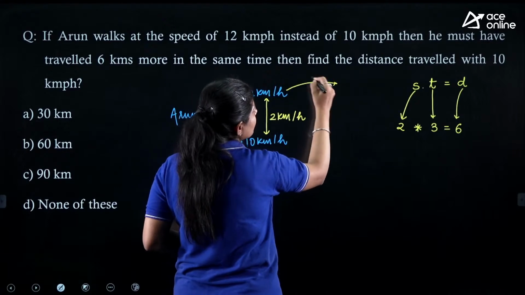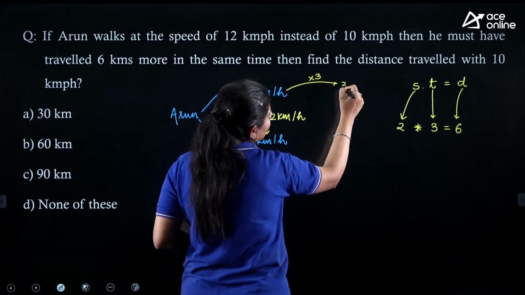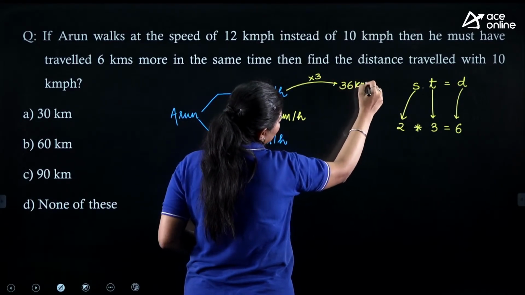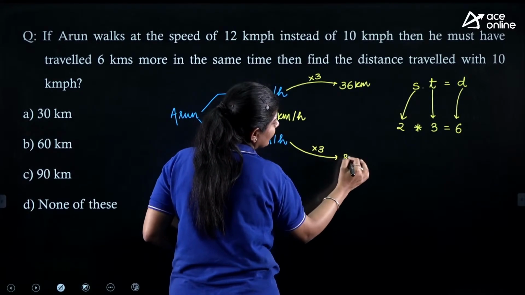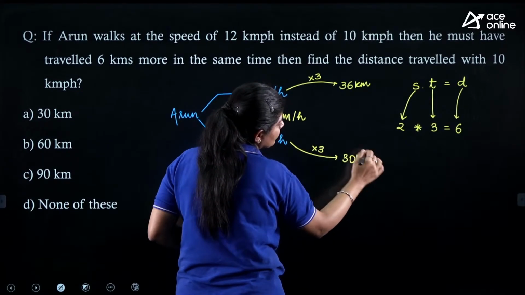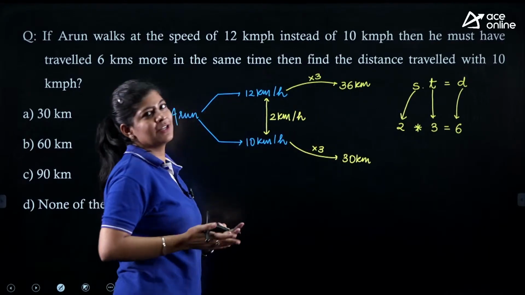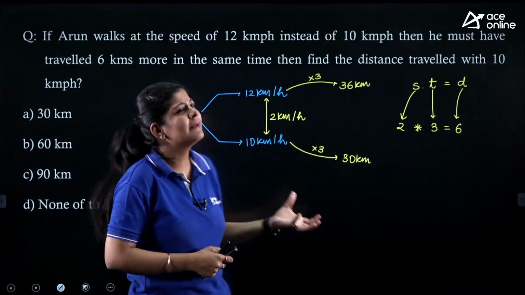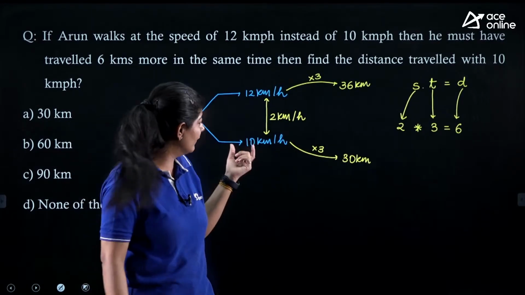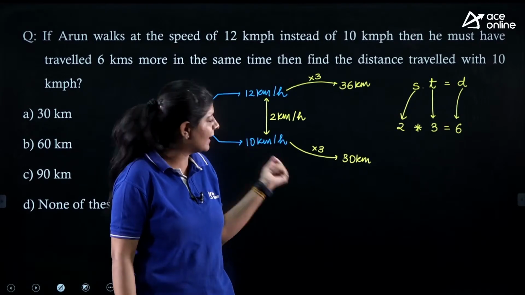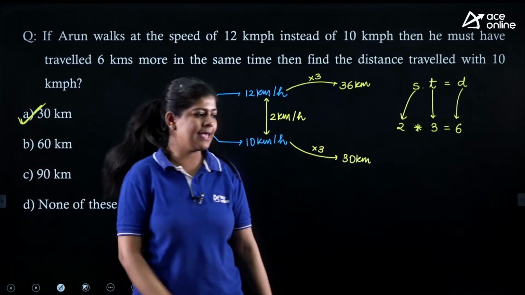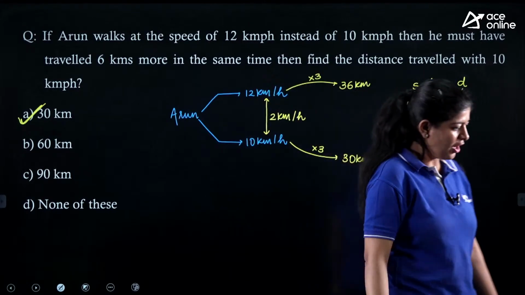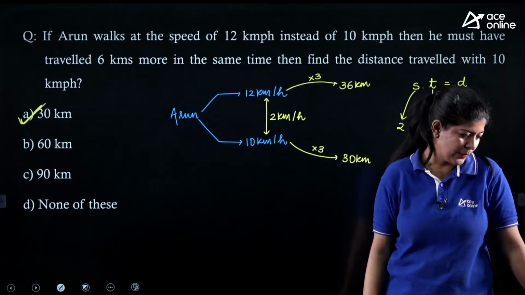So just multiply it by 3, you get 36 kilometers here as your distance, and if I multiply here by 3, I'll get 30 kilometers as a distance. Now if you see, all the conditions are satisfied, and the question is simply asking how much distance he covered with the speed of 10 kilometers per hour, and we got our answer as 30 kilometers. Option number A is the correct one.